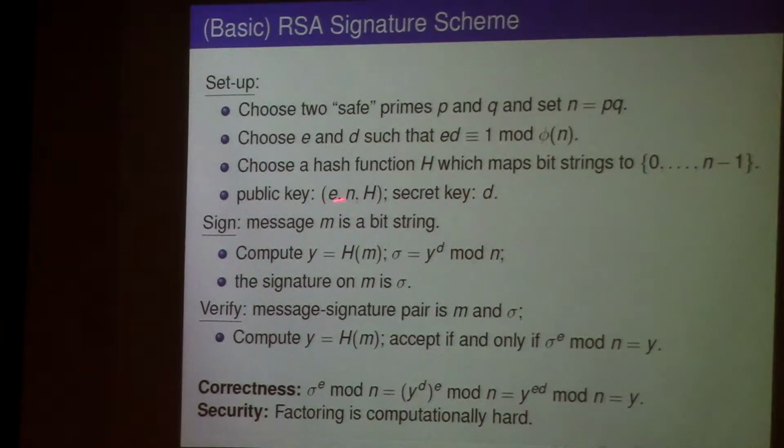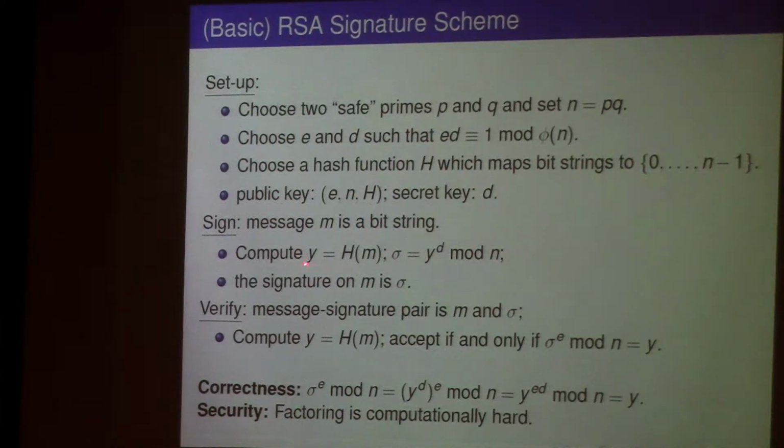So this E and D are two integers such that ED is congruent to 1 mod phi of n, where phi is the Euler totient, which gives you the number of integers between 1 and n minus 1 which are co-prime to n. And n itself is the product of two primes, p and q. Ideally these are safe primes, because there is a lot that needs to be said about how to choose these primes. And in addition, there is a hash function h, which maps bit strings, so this is the hash then sign paradigm, to the set 0 to n minus 1. So this is the verification key. This is made public, and this is the secret key, which Bob keeps to himself.